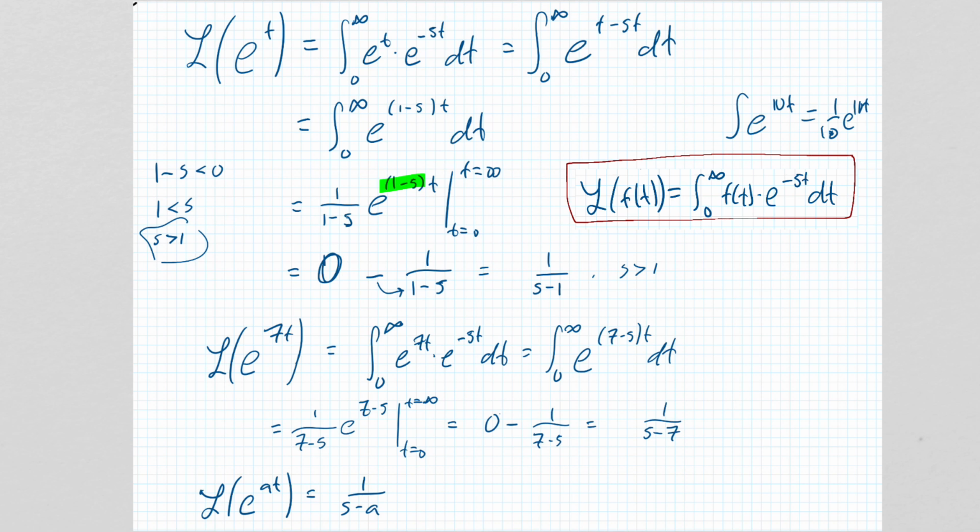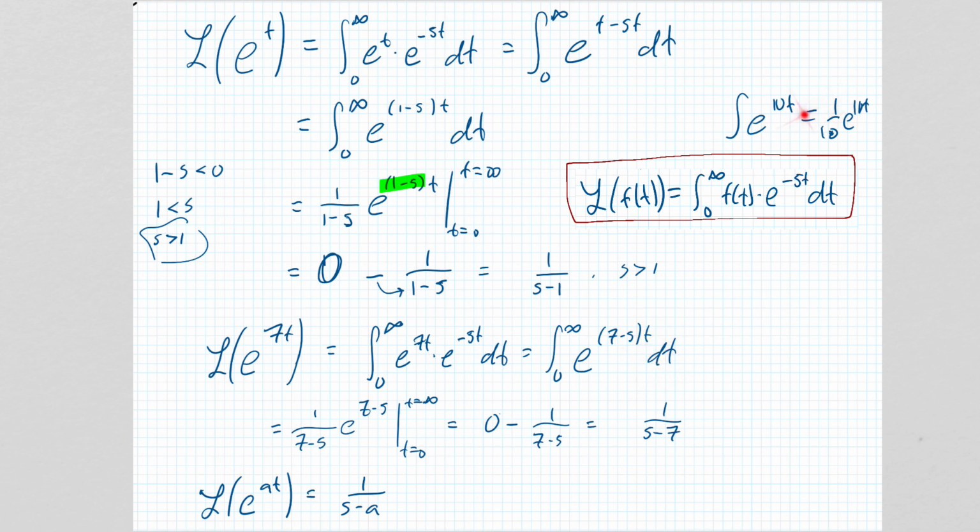If you want to just watch, here we go. Laplace of e to the 7t equals integral from 0 to infinity. The f of t is e to the 7t, so that goes here. E to the negative st dt. Well, that's the integral from 0 to infinity of, let's smash these two into the same exponent and then factor the t out, and we get e to the (7 minus s) times t with respect to time.